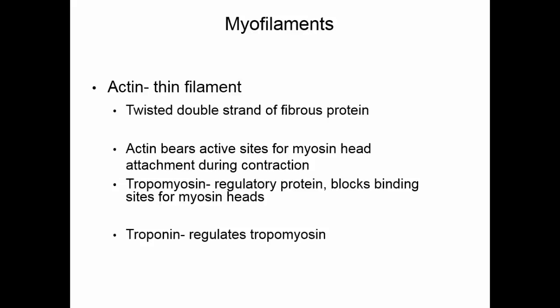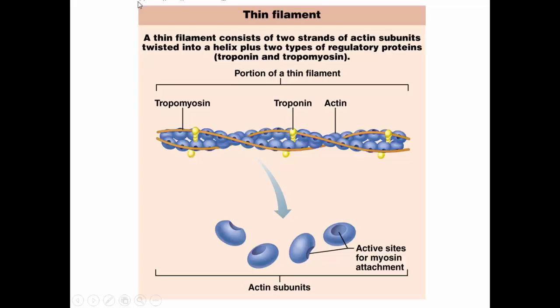The other regulatory protein is troponin. Troponin is what regulates the position of the tropomyosin. So here we see our actin filament, that double strand. They look like beads, and they have the myosin binding sites on each bead. And then we have the thread-like tropomyosin, and when it's in place, it covers all of those openings. The troponin is attached to the tropomyosin. If the troponin changes its shape, it will reposition the tropomyosin so that these binding sites will be available.